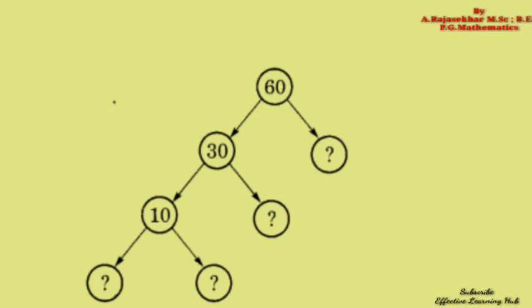B question. 60 is there. Next, 30 is there, with one question mark. Next, 30 and 10 are there, with one question mark each. Next, 10 has two question marks. 30 into 2 is 60. See the solution.